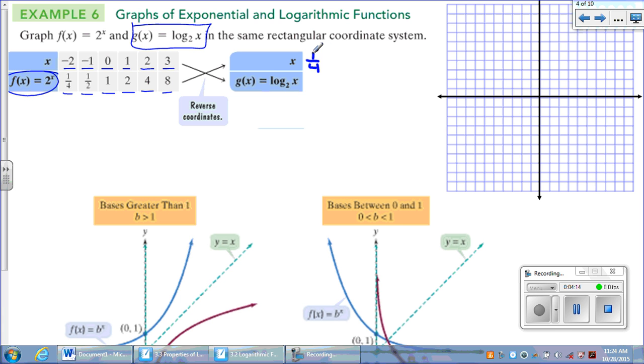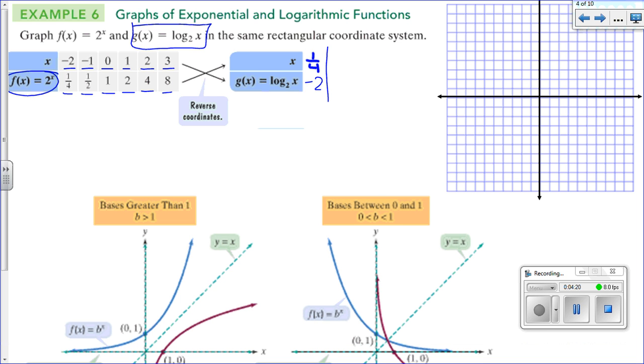If x is 1/4, the log of 1/4 base 2 is equal to negative 2. If x is equal to 1/2, the log of 1/2 base 2 is equal to negative 1. If x is equal to 1, the log of 1, it doesn't matter what base, is always equal to what? 0. And the log of 2 base 2, remember that property we just went over? That equals what? 1. And then let's do one more.